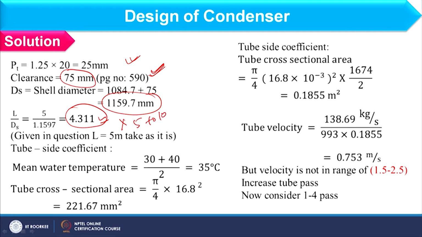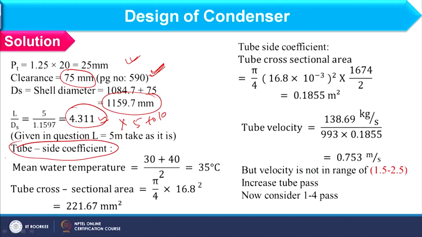That should be in 5 to 10, but here the length is given to us, so we are not going to change this. And the next step is to find out the tube side coefficient. However, in actual conditions the length and diameter ratio should be maintained within the range. So, now let us discuss the tube side coefficient.